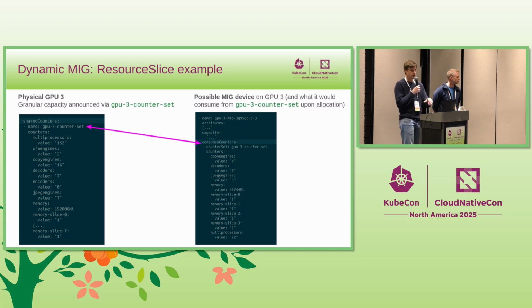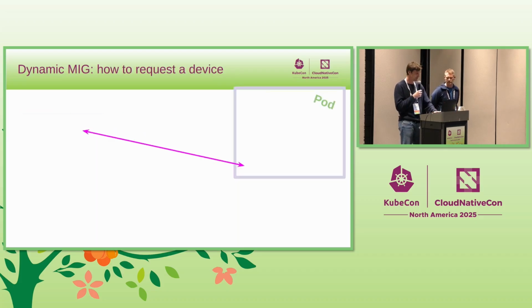We also model these memory slices here. It's an implementation detail, but pretty important to model the physical placement of MIG devices on the physical device. How these two are tied together is really by naming convention. The MIG device definition on the right ties to the physical device by referring to the same counter set by name. I hope that's clear. It's actually pretty simple. One can talk a lot about that, but let's move on.